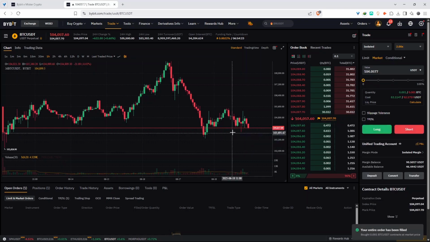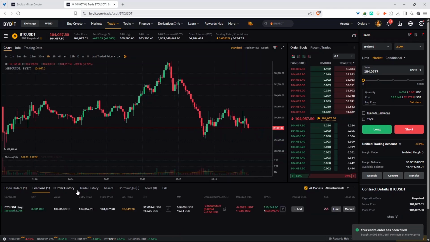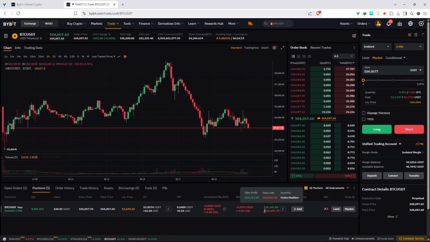If Bitcoin's price goes up 5%, your $50 position with 2x leverage would gain about $5. But if it drops 5%, you'd lose $5. If you used higher leverage, those gains and losses would be much bigger. So start small and focus on learning the ropes.